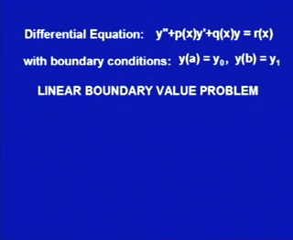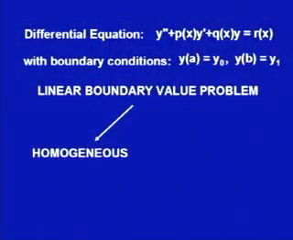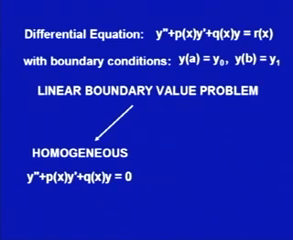This is mainly classified into two forms. One is homogeneous. In the homogeneous case, the differential equation would be homogeneous, that is, my r x would be 0. That says my differential equation would be y double dash plus p x y dash plus q x y is equal to 0. Moreover, you see here that our boundary conditions are also changing, that is, y at a is 0 and y at b is 0.